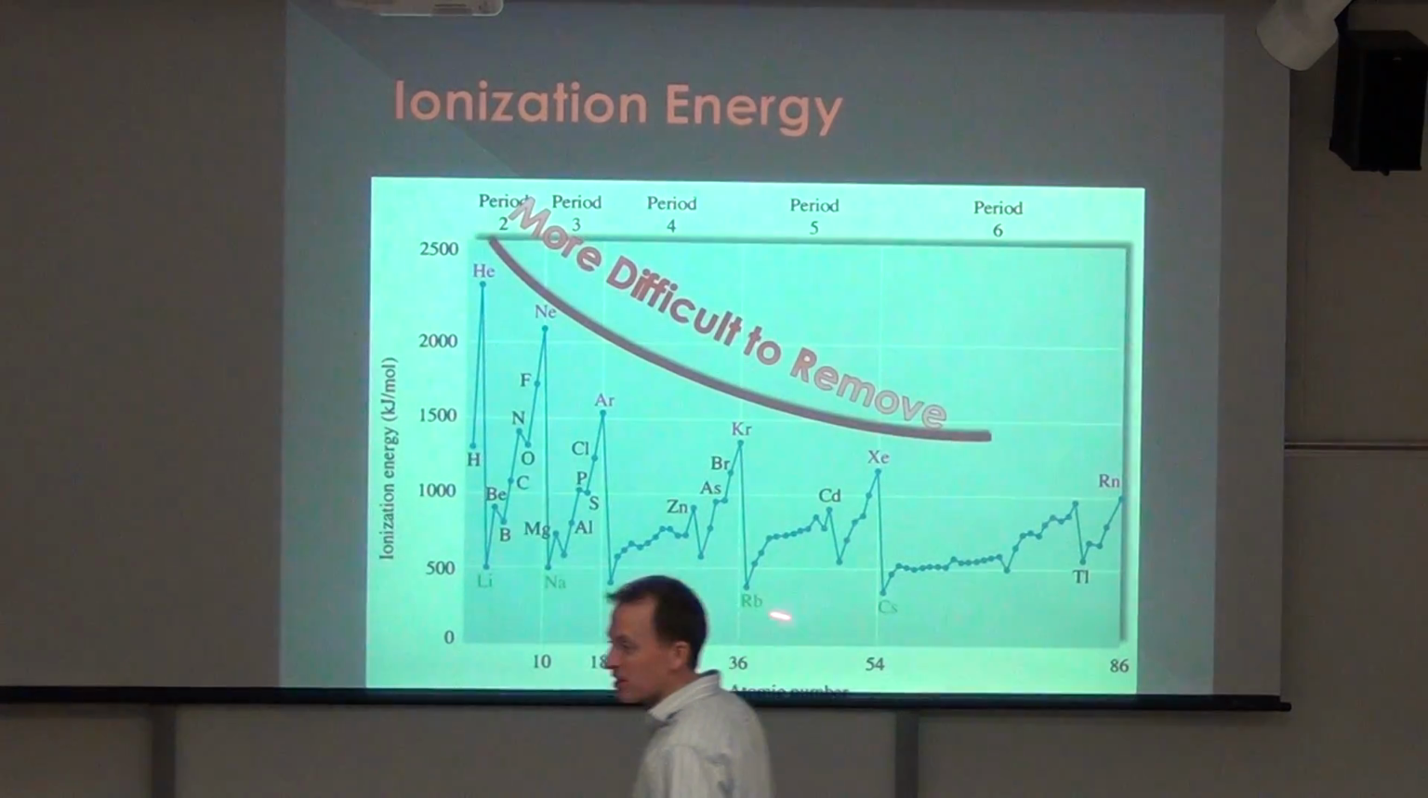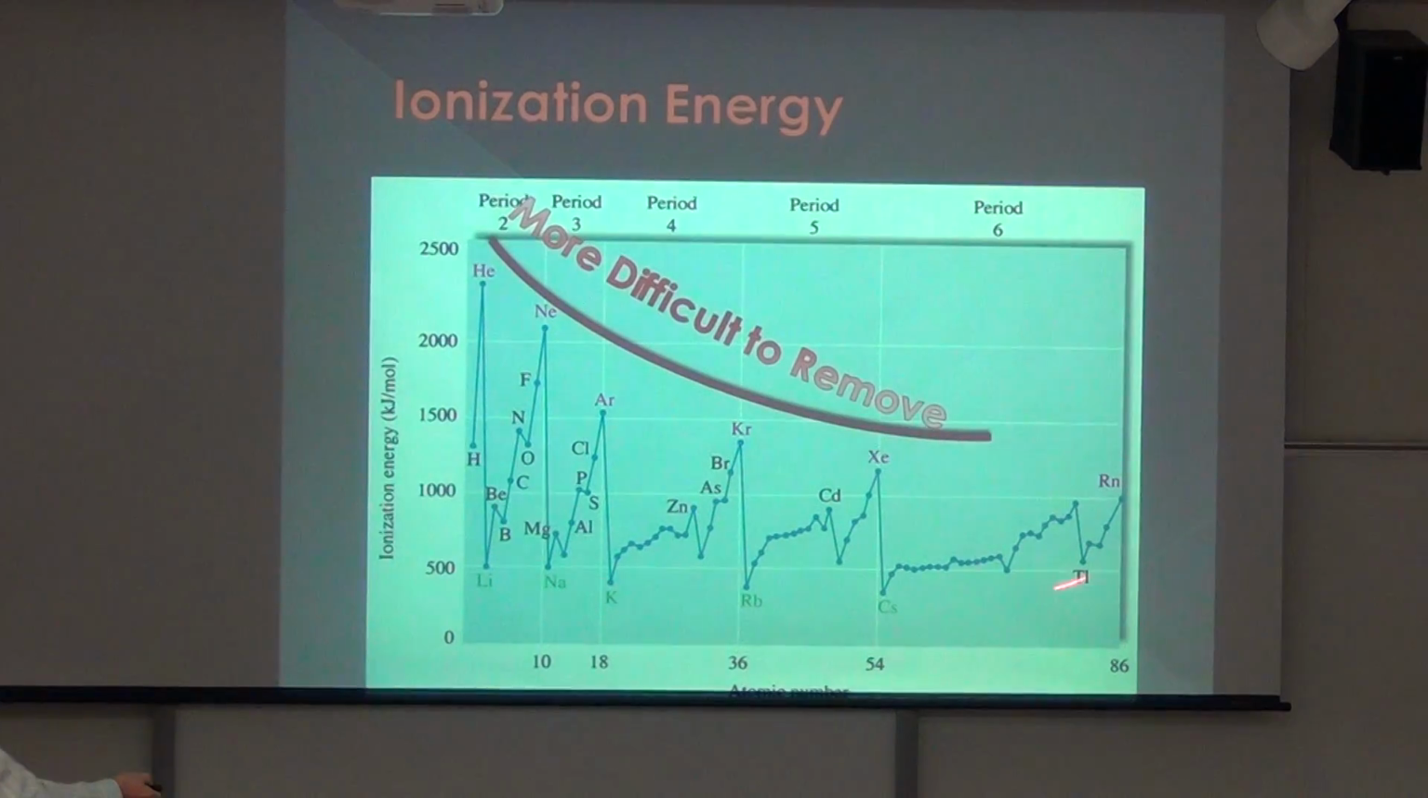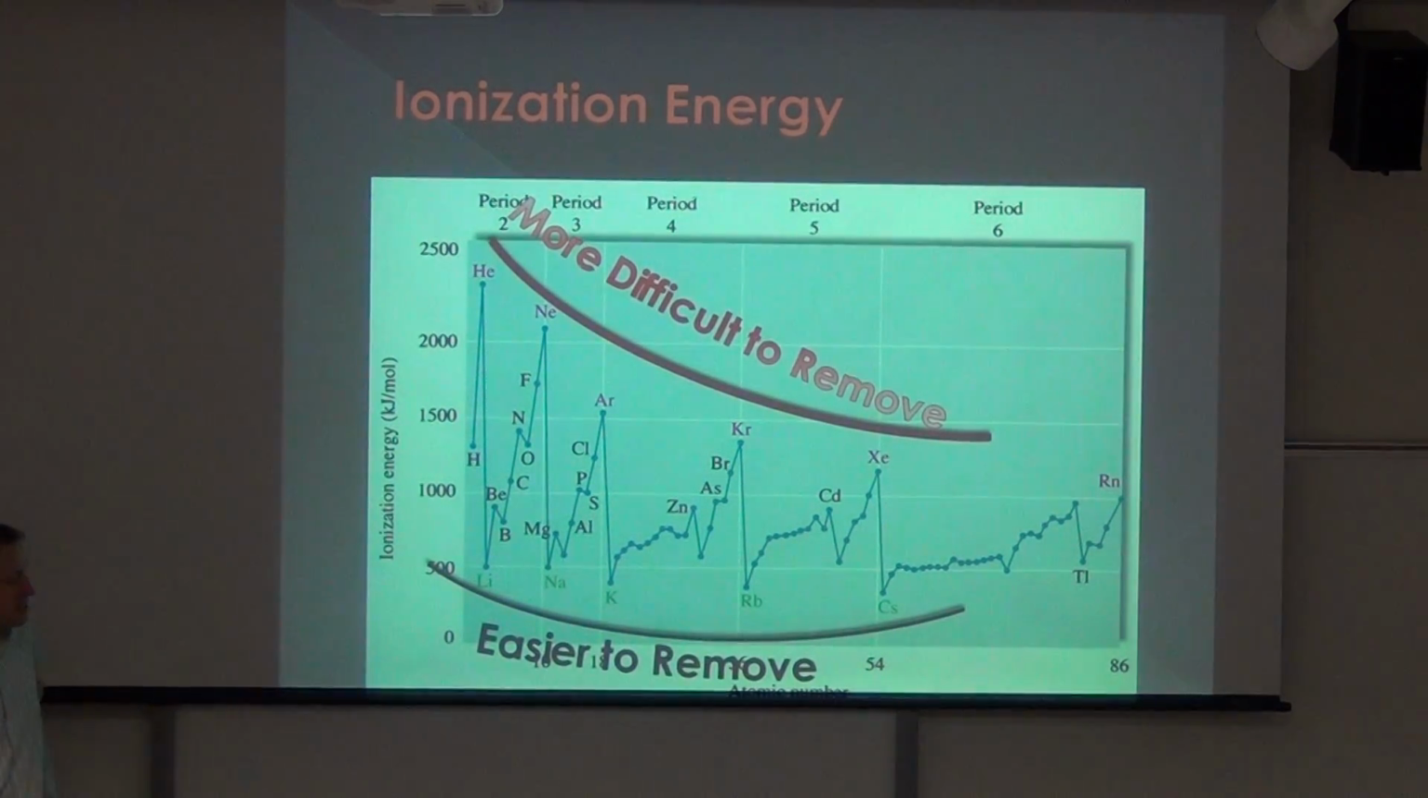So on the bottom, what are all these? Those are my alkaline metals. Those look like they're the easiest, right? Yeah. So those are the easiest to remove. We're going to discuss all that.